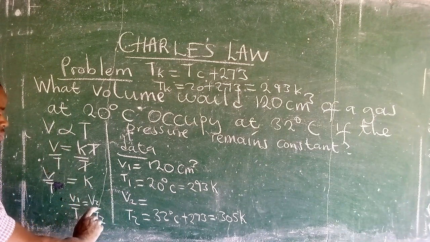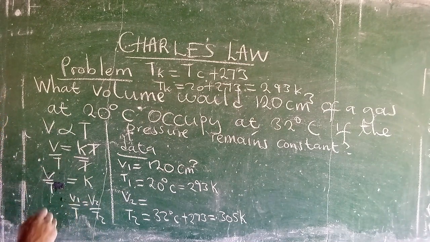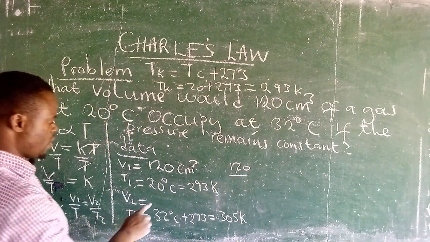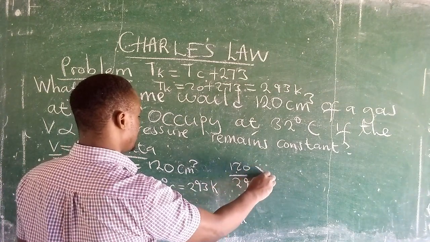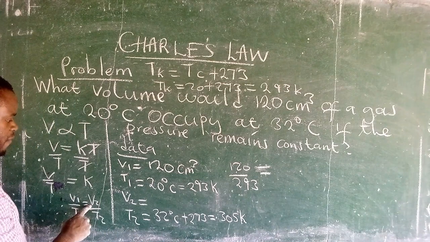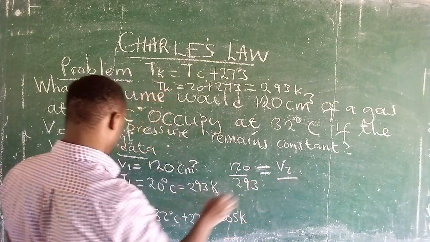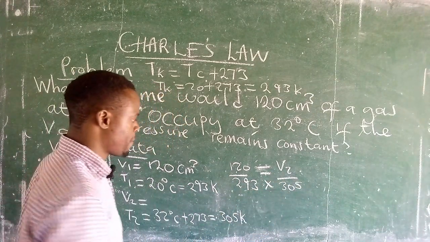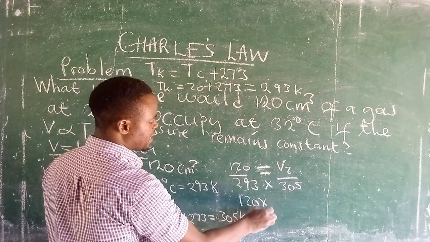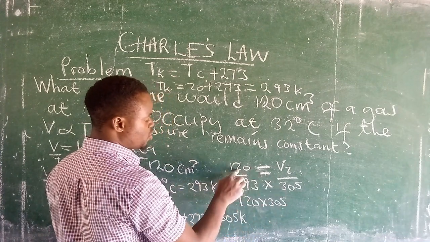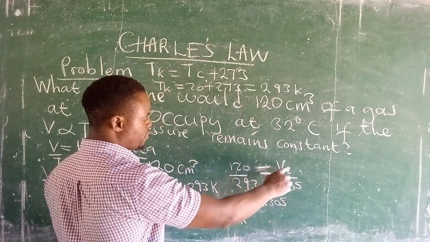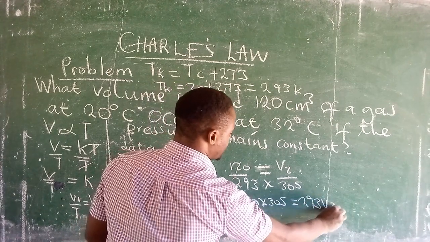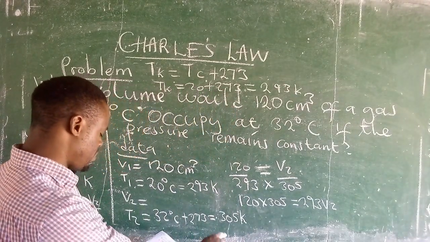We employ this equation to resolve the unknown volume. V1, that's 120, over T1, that is 293, equals V2, which is not known, over T2, which is known, 305. Let's cross multiply. What we're going to have is 120 times 305, which is equal to 293V2.